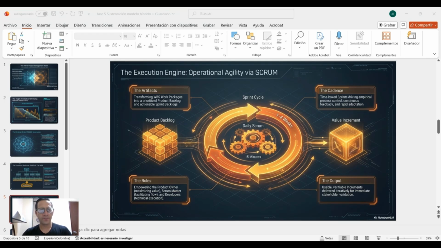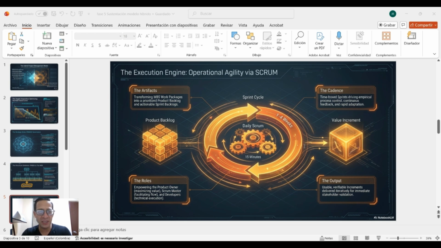In this slide, we can see how the hybrid model was designed. First, PMBOK and PRINCE2 were selected as the traditional methodologies because they provided structure, planning, document control, and proper management of risk, time, and cost. Scrum was incorporated as the agile methodology for the execution phase, allowing the project to work through sprints, daily meetings, and iterative value delivery.